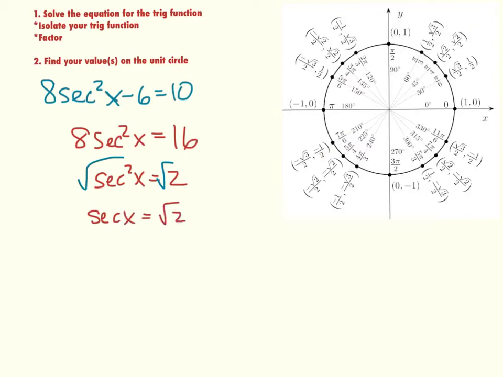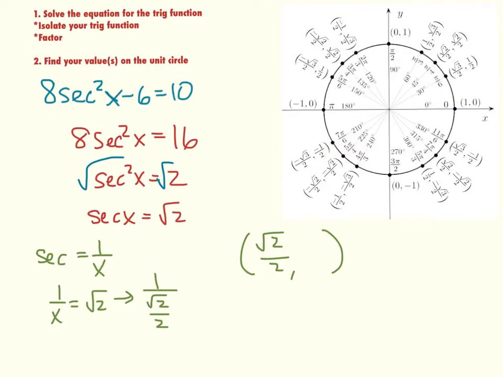So I'm looking for when 1 over x, because secant, let's think about this, secant is 1 over x. Okay, so I need to know, when does 1 over x equal the square root of 2? Well, that occurs whenever we have 1 over the square root of 2 divided by 2. So since that's just the x, the square root of 2 over 2, I'm just looking for anywhere on the unit circle where I have an x-coordinate of square root of 2 over 2.